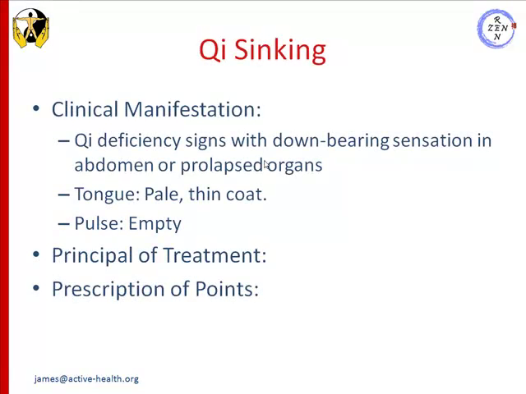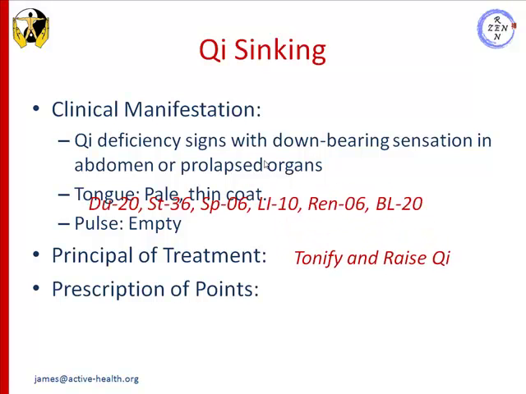When we look at the Qi sinking, for instance, this is where we would see signs of a bearing down sensation in the abdomen or prolapsed organs. Hemorrhoids would be a clinical manifestation of sinking Qi. And again, the tongue is similar to our Qi deficiency, because Qi sinking is a Qi deficiency. The pulse would be empty, and our principle of treatment would be to tonify and raise Qi.